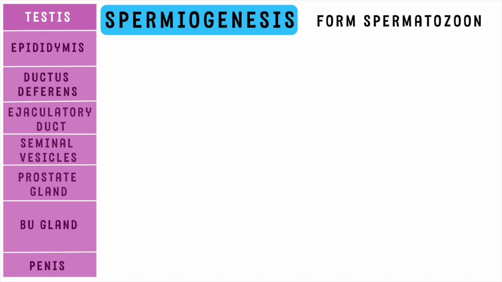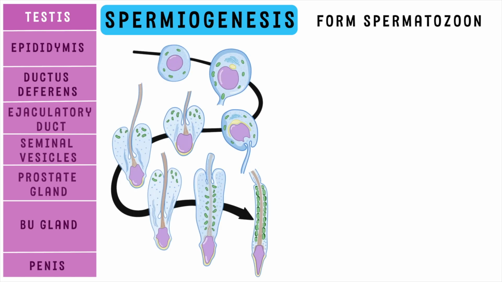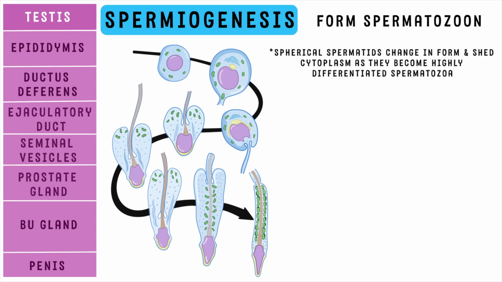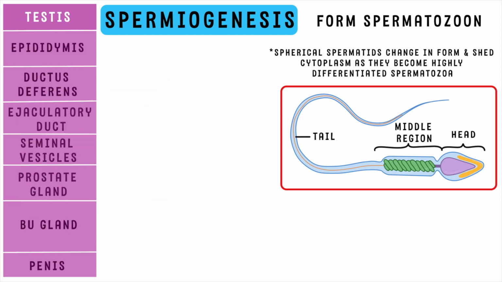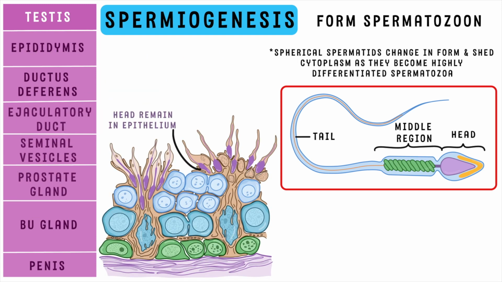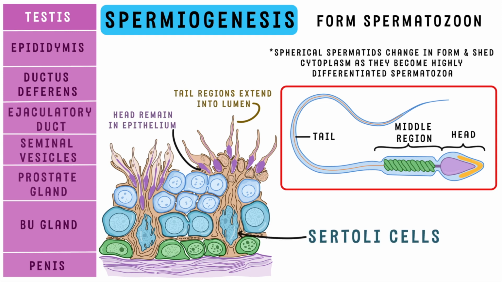Approximately 200 million spermatozoa are produced daily by the testis in humans. During spermatogenesis, the spherical spermatids change in form and shed cytoplasm as they become highly differentiated spermatozoa characterized by a head, middle region, and tail. As spermatozoa develop, the head region remains in the epithelium, but the tail region extends into the lumen of the seminiferous tubule. Eventually, spermatozoa pass into the lumen, and fluid secreted by Sertoli cells aids their transport away from the seminiferous tubules.